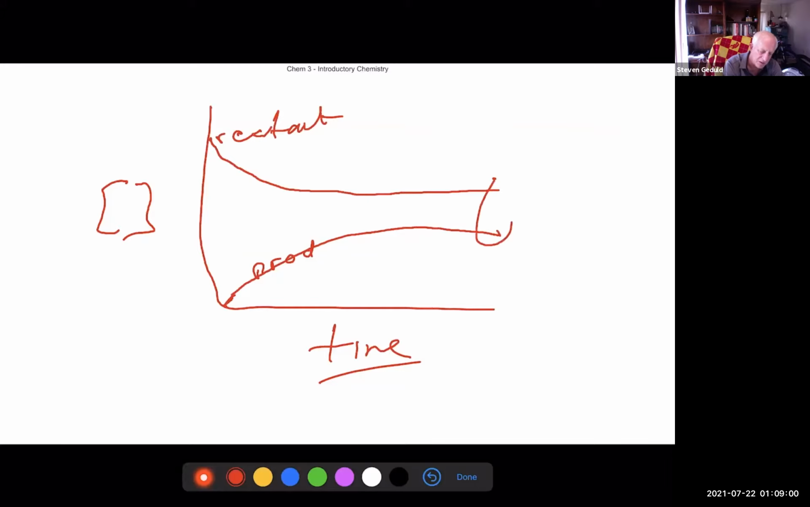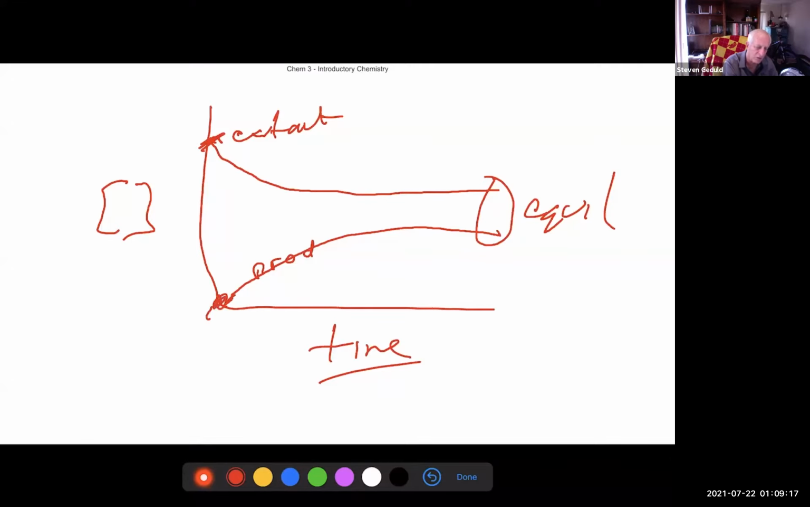When these reaction rates are the same, we're at equilibrium. Equilibrium does not mean everything stops. It just means everything has the same rate. The forward rate equals the reverse rate. So we're starting out with a high concentration of reactants and no products. And then as time goes on, we reduce our reactants and we increase our products.